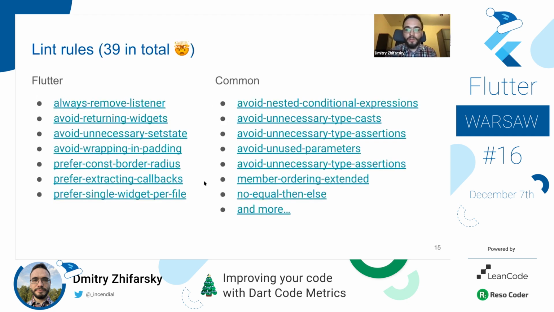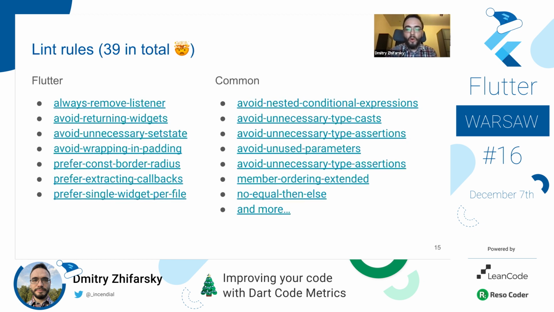So here is a short list of the rules. For instance, we have rules that will ban setState calls where they should not be called. We have rules to highlight where you use widget functions that return widgets instead of inlining those widgets or creating them separately as separate widget classes. We have a rule that highlights all inline callbacks in the code, which extracting them might significantly help improve readability of the widget, like the build method and etc.